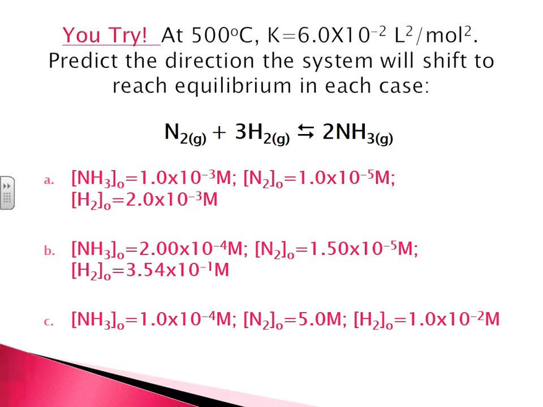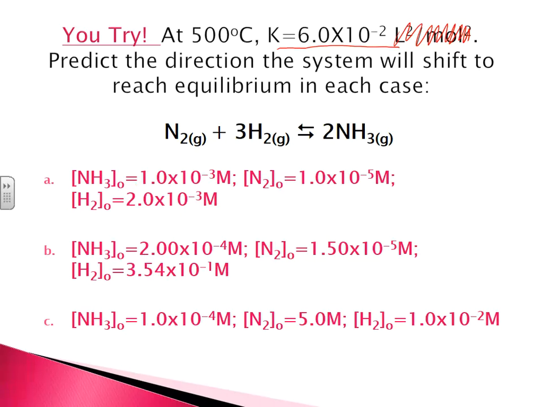So this problem says at 500 degrees Celsius, K is equal to 6.0 times 10 to the negative 2. So they're giving you the K value. And again, y'all, the units on K are really not important for this. I want you to predict the direction the system will shift in order to reach equilibrium. So notice here they've given you the initial concentrations.